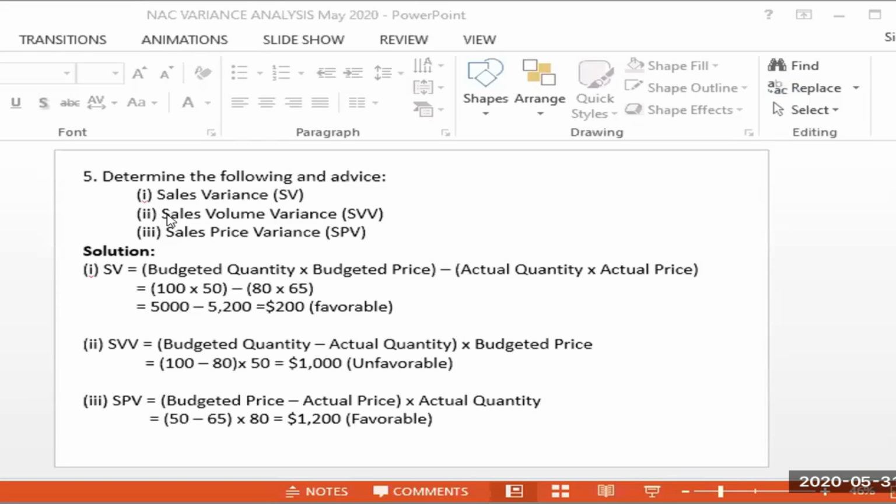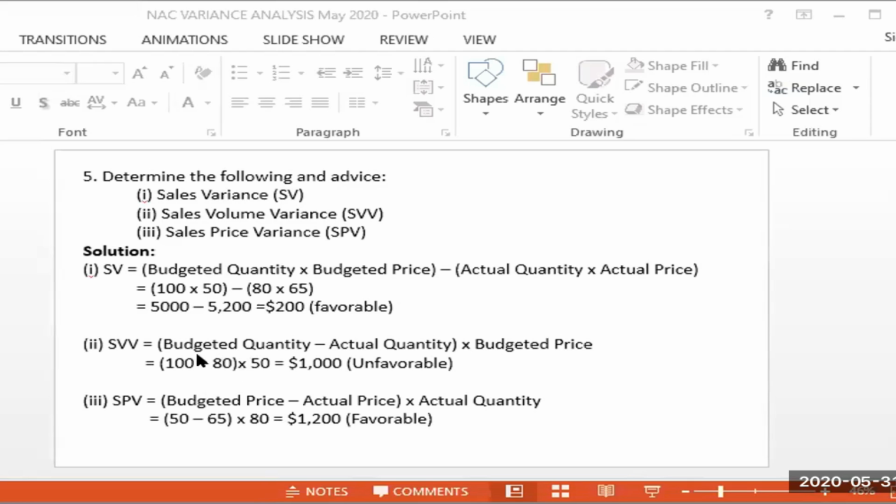Now, we have sales volume variance, and we've been told it's budgeted quantity minus actual quantity times budgeted price. So the budgeted quantity from our table we saw is 100 minus the actual quantity is 80. This is 80 that we realized, and then times the budgeted price or standard price. Standard price we saw is 50 from our table.